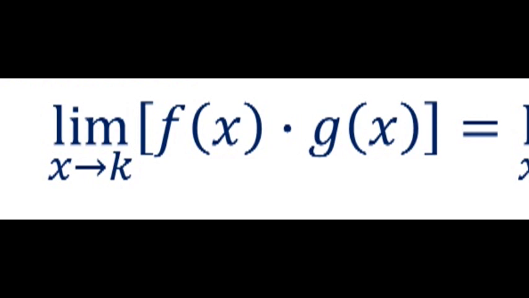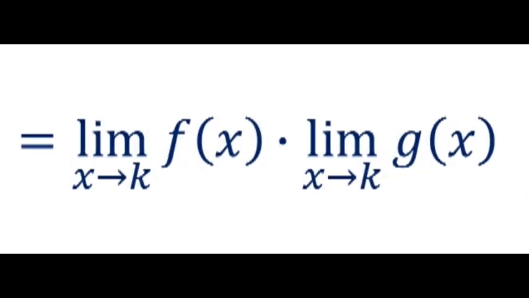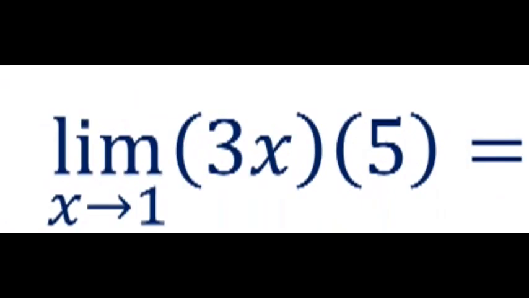Okay, it says here that the limit of f of x times g of x as x approaches k is equal to the limit of f of x as x approaches k times the limit of g of x as x approaches k. Let's have sample number 1. Limit of 3x times 5 as x approaches 1.